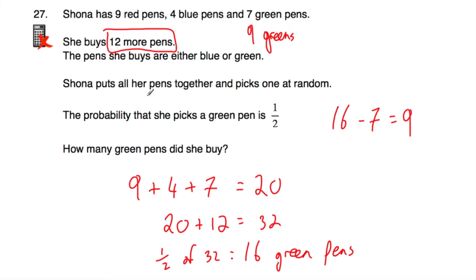And altogether she bought 12 pens, so if 9 of them are green, that means the rest, the 3 other ones, would be blue. Not that we need to work this bit out. So she bought 9 green pens and 3 blue pens. But the question is, how many green pens did she buy?